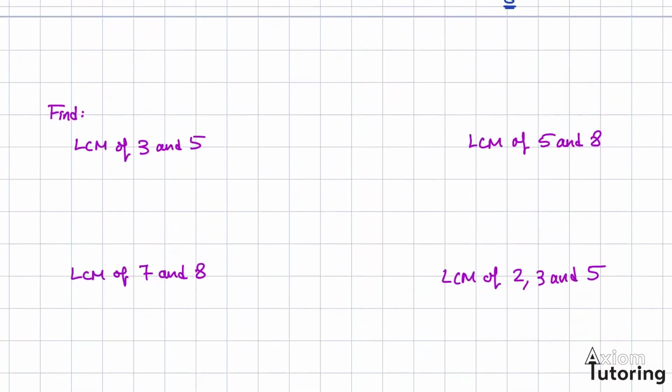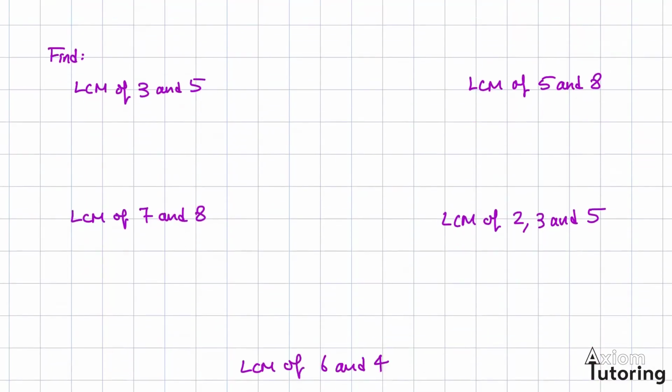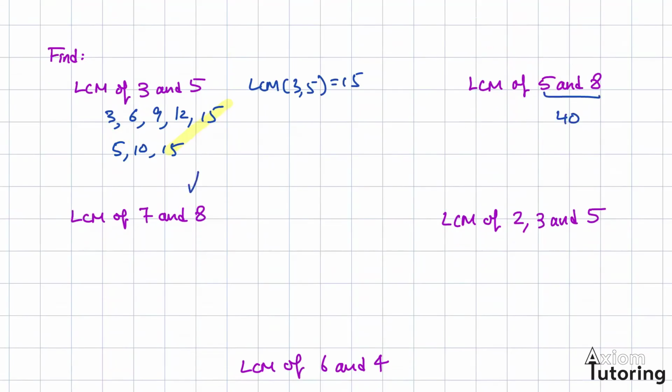So let's look at how we would find the LCM of a few different numbers. For 3 and 5, you could list the multiples of 3, so 3, 6, 9, 12, 15. And the multiples of 5, 5, 10, 15. And you'll see that 15 appears in both of them first. So we say the LCM of 3 and 5 is 15. You can do the same for 5 and 8. I won't list out the multiples, but I'll tell you that the lowest common multiple of both is 40.